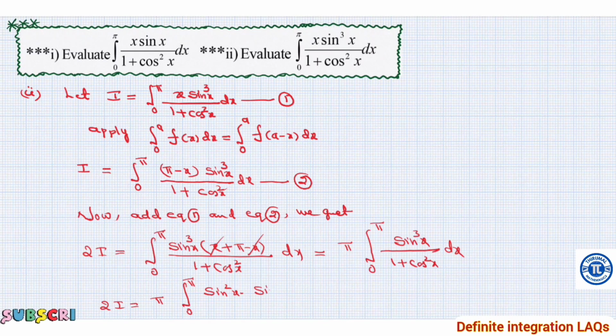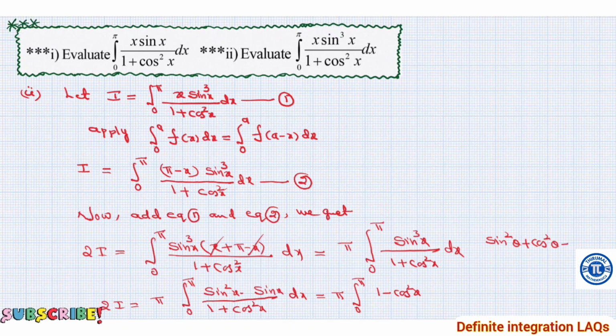Next, 2I equals pi times the integral from 0 to pi of sin³x, which is sin²x into sin x, by the denominator 1 plus cos²x dx. Using the identity sin²theta plus cos²theta equals 1, we get sin²theta equals 1 minus cos²theta. So here we have 1 minus cos²x into sin x by 1 plus cos²x dx.